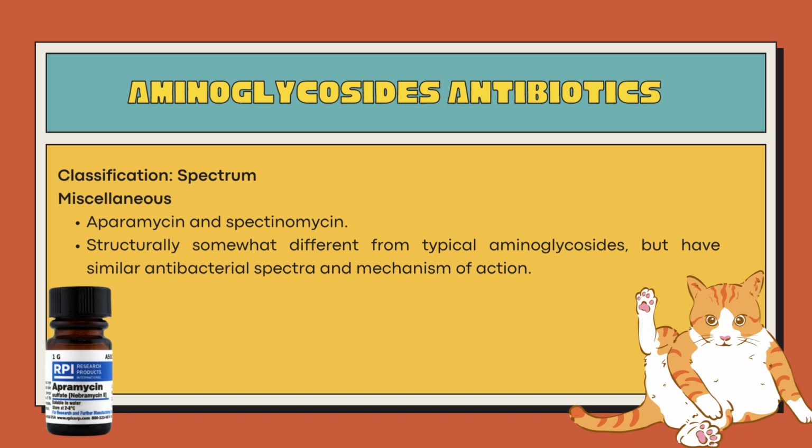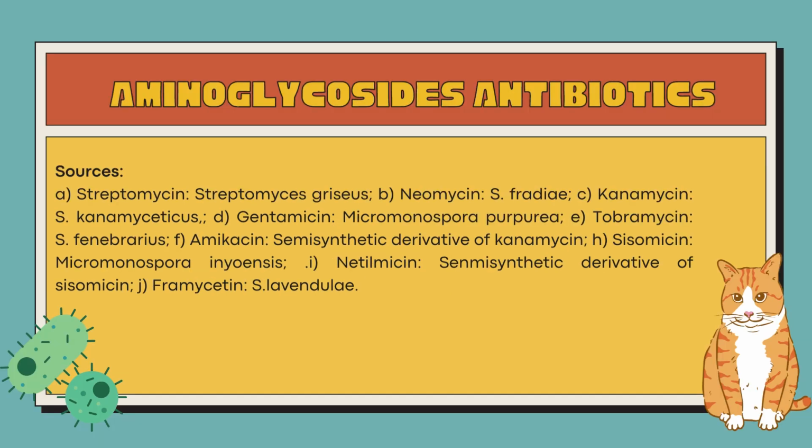Lastly, we have the miscellaneous aminoglycosides. Examples of this are aparamycin and spectinomycin. These are drugs that are structurally somewhat different from typical aminoglycosides but have similar antibacterial spectra and mechanism of action.